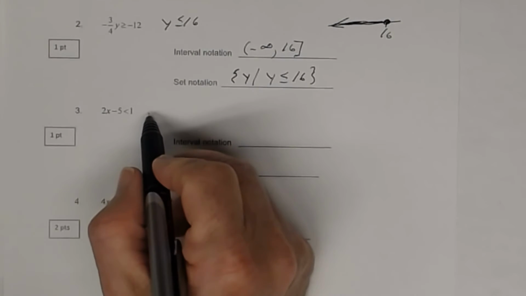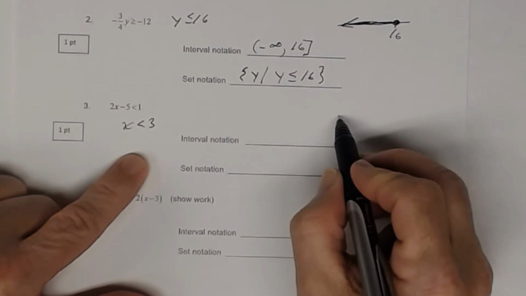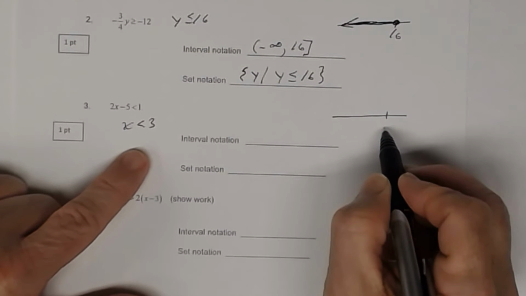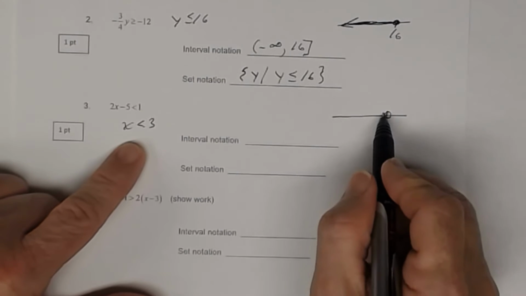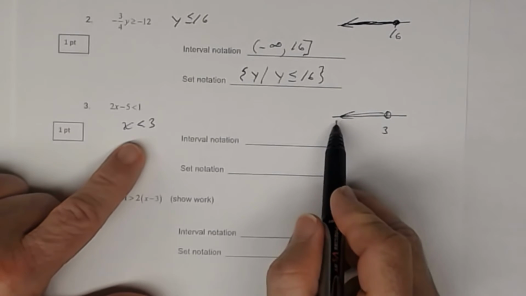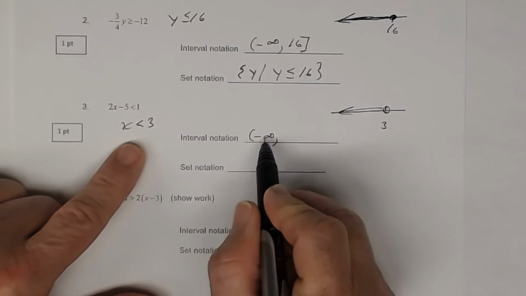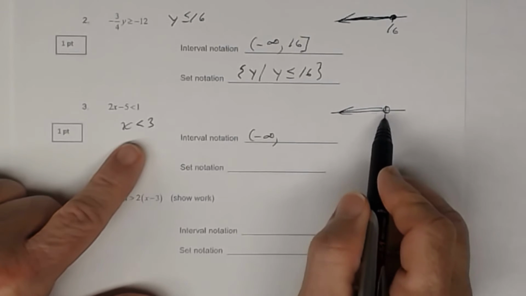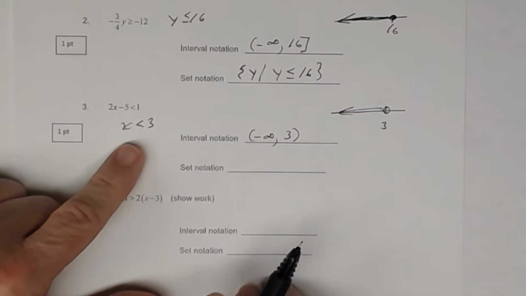To do interval notation, you may want to think about the graph. So here's 3 with an open circle, and I want any real number less than that. So I'm going to the left. Notice the arrow is pointing to the left. So you're going to say, just like we did here, negative infinity all the way to 3. Since that's an open circle, you're going to use parentheses.